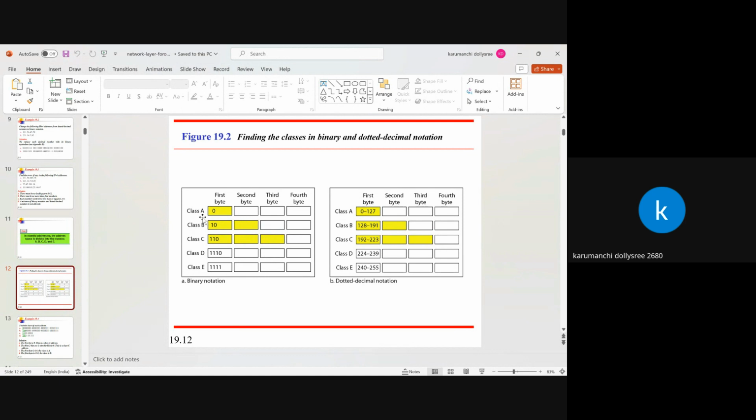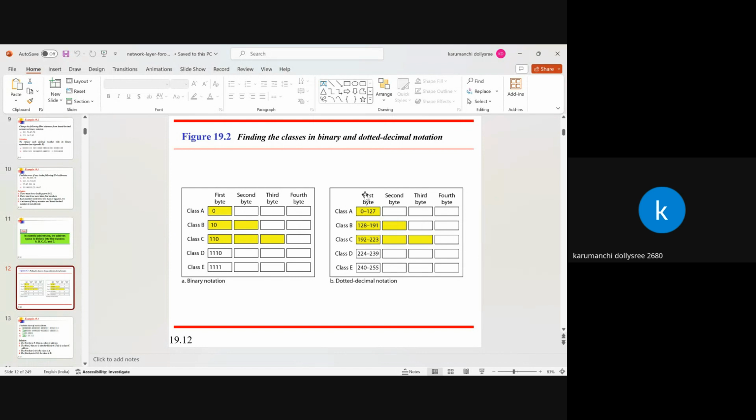For class A, if we see 0 in the first byte, we will consider it as class A. In class B, if we see 1 0, we will consider it as class B. And in the first byte, if we see 1 1 0, we will consider it as class C. This is the binary notation of how we define which class comes under which binary values.